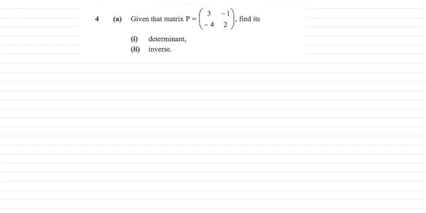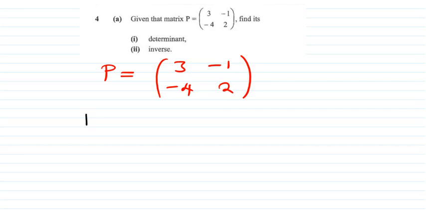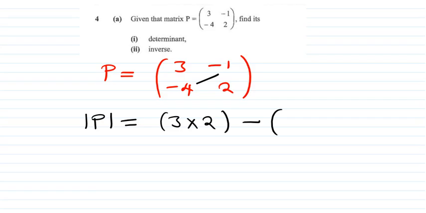Okay, so I'll just rewrite our matrix. So we've got P is equal to 3, -4, -1, and 2. So to determine the determinant of the matrix P in this case, the determinant is going to be given as, so we call this the major diagonal where we've got 3 and 2. So the product in the major diagonal, which is going to be 3 multiplied by 2, subtract the product in the minor diagonal, that is -4 multiplied by -1.